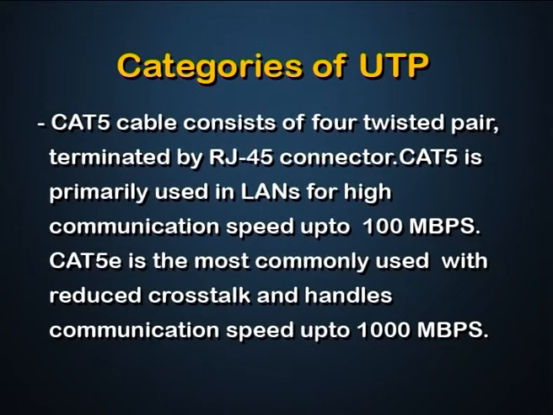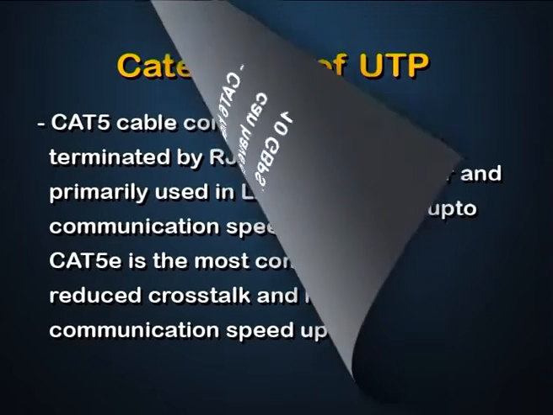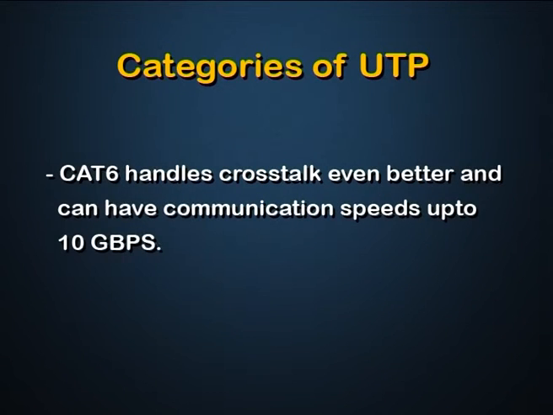Cat5 cable consists of 4 twisted pairs terminated by an RJ45 connector. Cat5 is primarily used in LANs for high communication speed up to 100 Mbps. Cat5e is the most commonly used installation, with greatly reduced crosstalk, and handles communication speed up to 1000 Mbps. Cat6 handles crosstalk even better and can have communication speeds up to 10 Gbps.